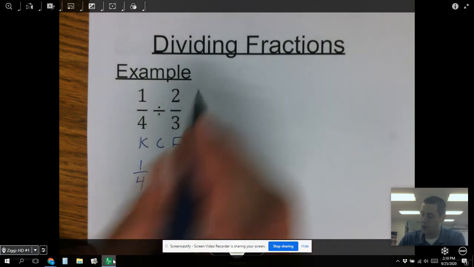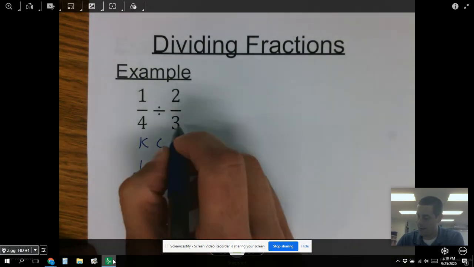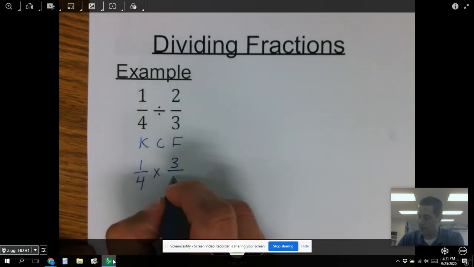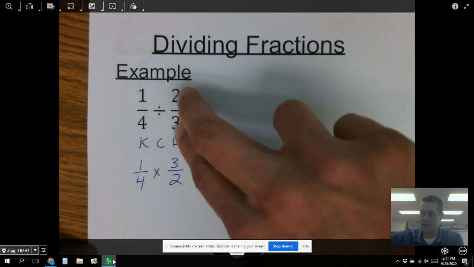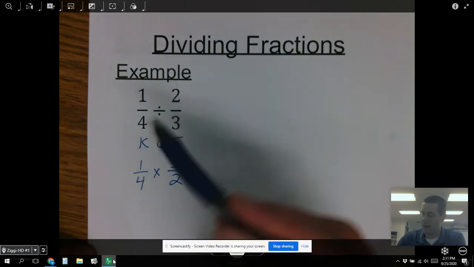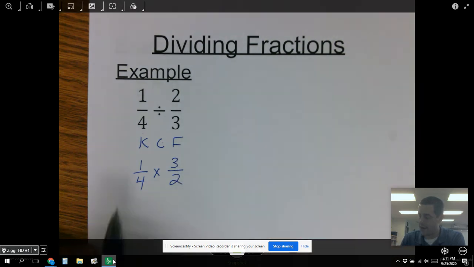So we're going to take our 2/3 and we're going to flip it upside down. The 3 goes from the bottom to the top, and the 2 goes from the top down to the bottom. That process of flipping a fraction is called a reciprocal. So we have the reciprocal of 2/3, which is 3/2. Now that I've converted this into a multiplication problem, follow your steps from the multiplying fractions video.